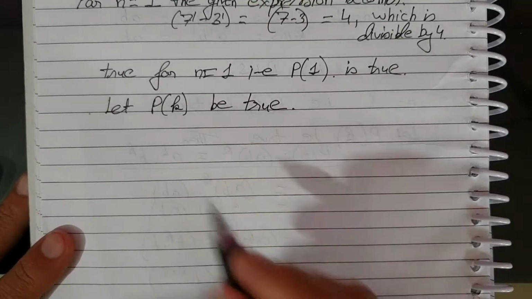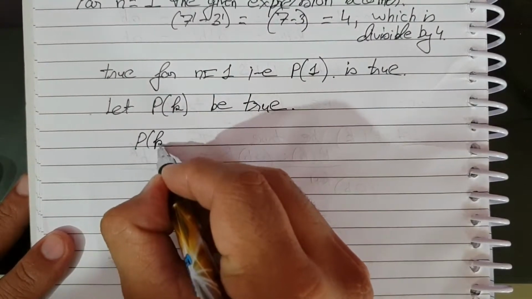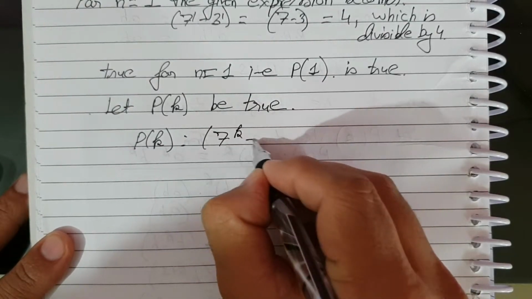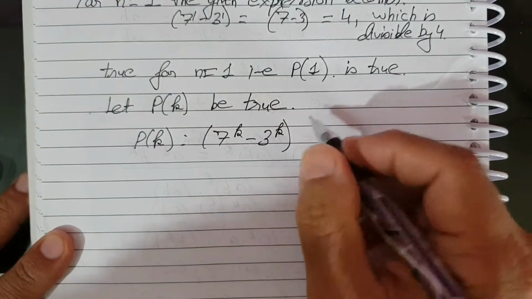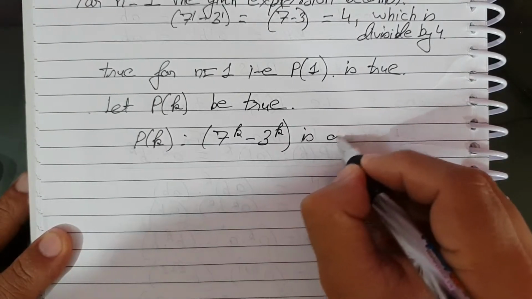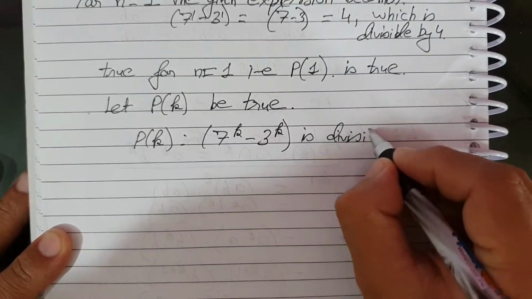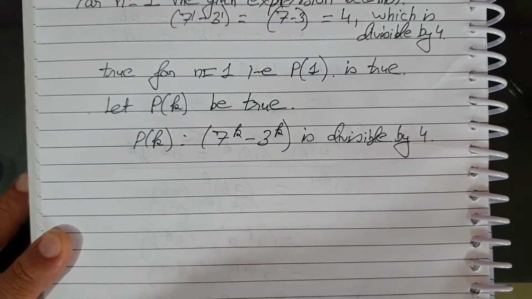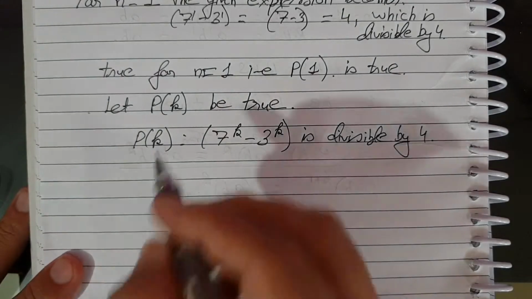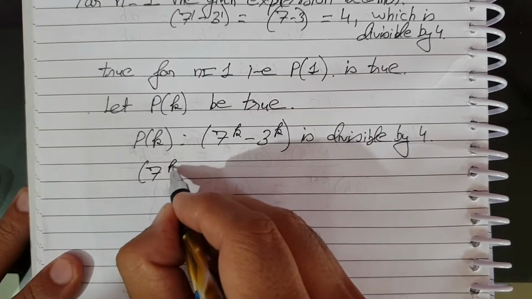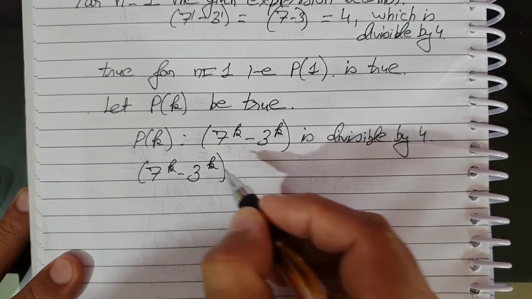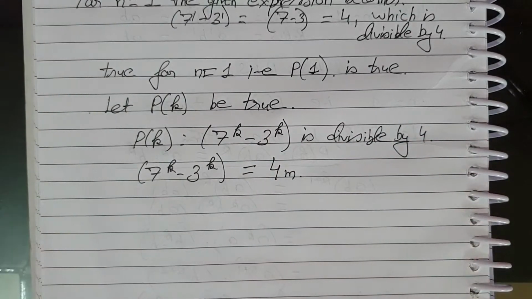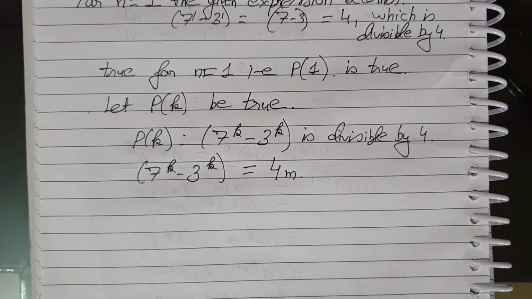Now we can write Pk, this is actually 7 to the power k minus 3 to the power k is divisible by 4. Now if this thing is divisible by 4, so you can write 7 to the power k minus 3 to the power k equals 4m. Okay, so what is m? M is any natural number.